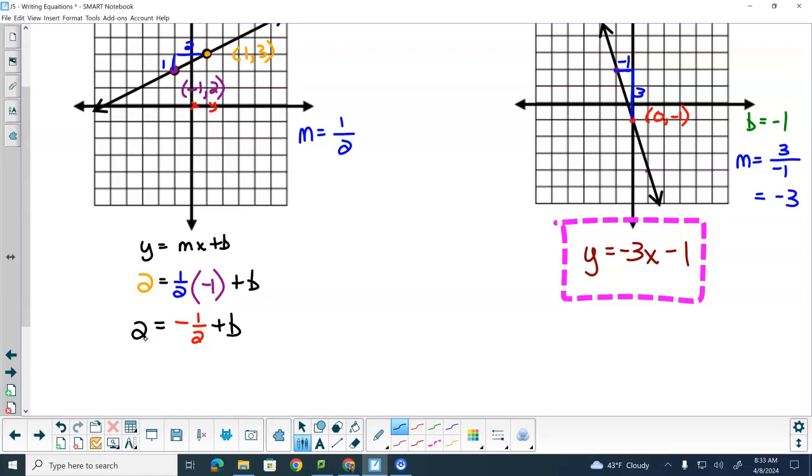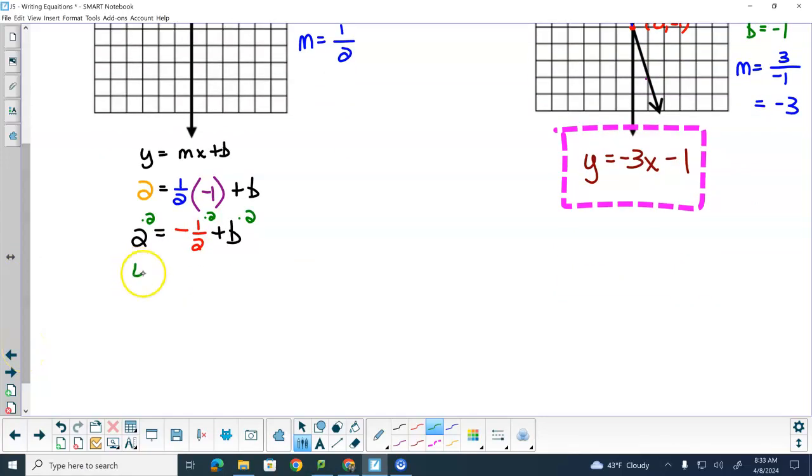Do I like fractions when I'm solving? No. So what am I going to multiply everything by? To get rid of the fraction, multiply everything by 2, right? So I'm going to multiply here by 2, here by 2, and there by 2. 2 times 2, 4. Negative 1/2 times 2. Now remember, we multiplied by 2 to get rid of the fraction.